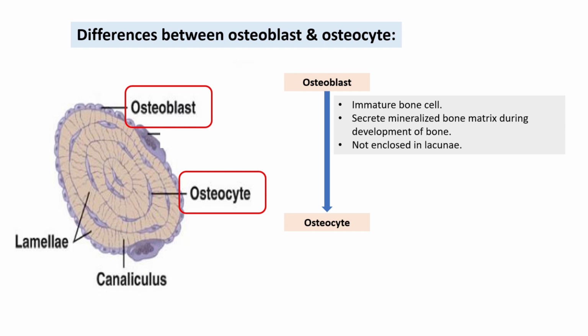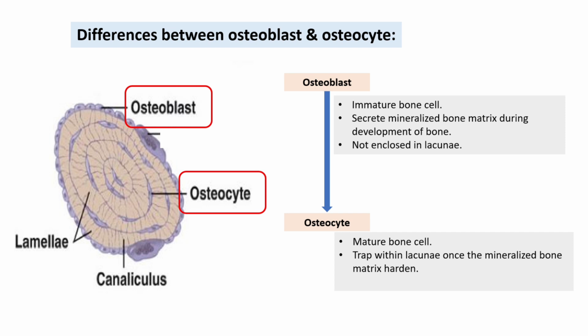Meanwhile, osteocyte originates from osteoblast. Osteocyte is a mature bone cell, which is trapped within a lacuna once the mineralized bone matrix becomes hardened. Its function is maintaining bone matrix. Osteocyte does not have the ability to secrete matrix.